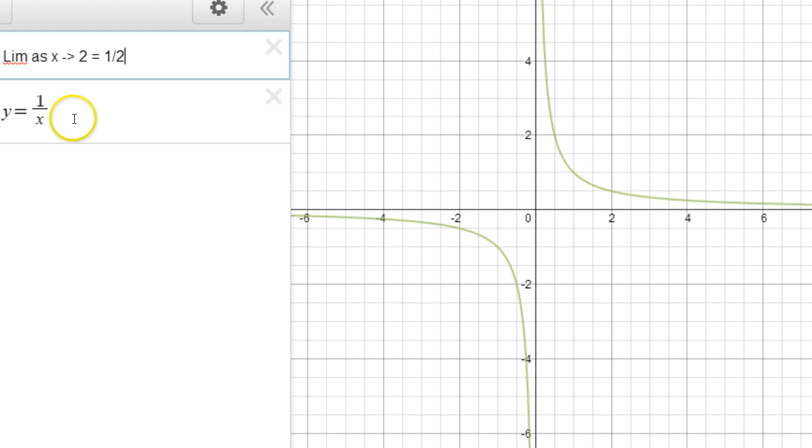Now, I would say this graph has an infinite discontinuity at 0. But everything else, if you're not at 0, is continuous. So I could say that the graph is continuous on the intervals where x is less than 0 or x is greater than 0. Basically, everything but x being 0. As long as I say that, I should be cool.